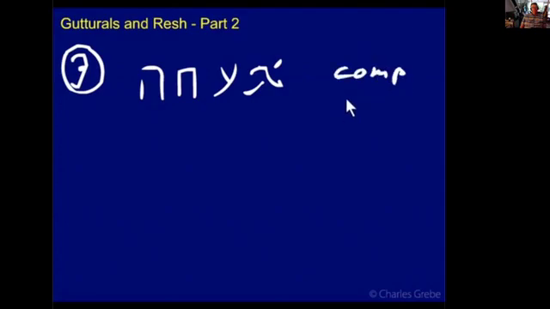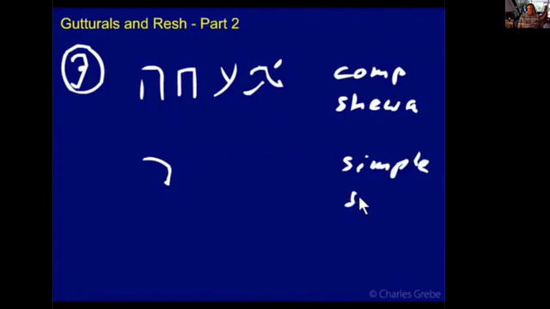So aleph, ayin, chet, and hey will take a composite shava or compound shava rather than a simple shava. So if you have a word, you have one of these there, and you expect to see a simple shava, just put a compound shava in instead. Now which one? Well, that depends, but it won't be a simple shava. Resh, on the other hand, this is where resh is a little different than the gutturals. It can take a simple shava.